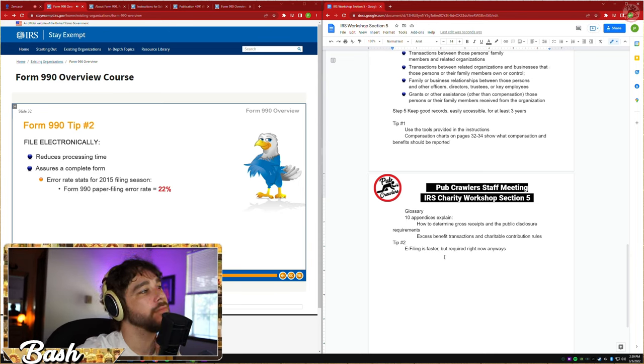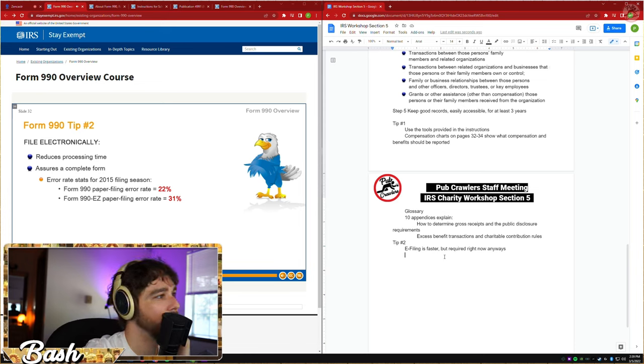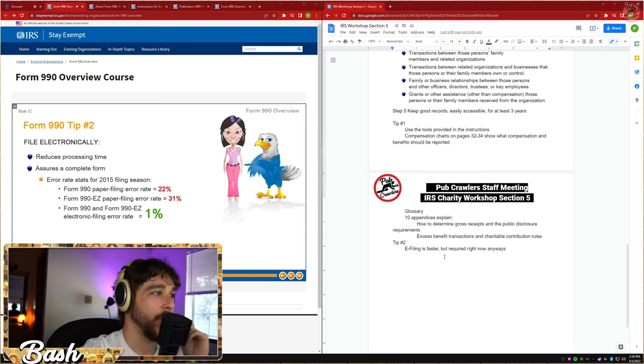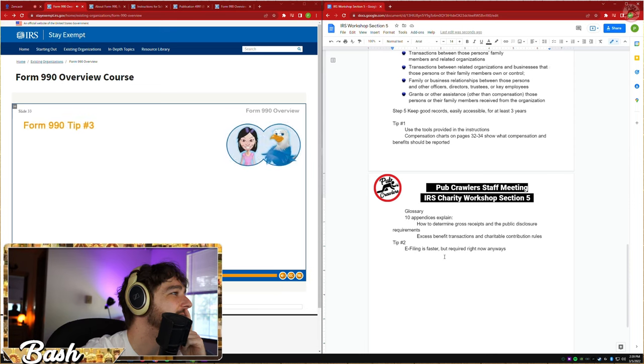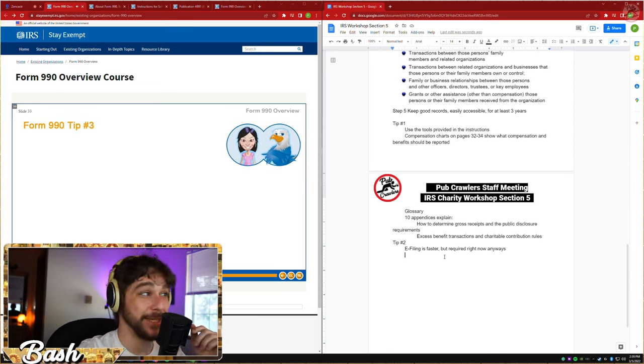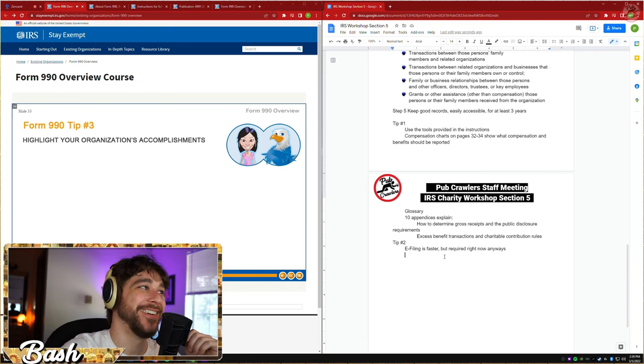Errors in approximately 22% of Forms 990 and 31% of Forms 990-EZ filed by paper during the 2015 filing season. Oh my God! In contrast, we've identified errors in only about 1% of Forms 990 and 990-EZ filed electronically during that same period. So we encourage you to e-file. Wow. E-filing makes sense. Yes, just the numbers. Some CPAs are really bad at paper.